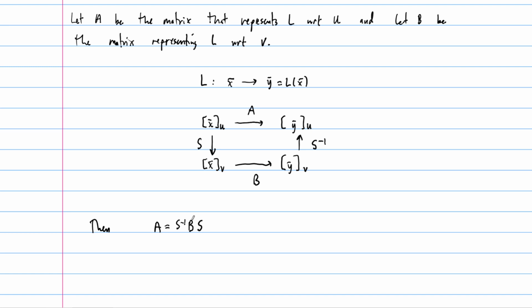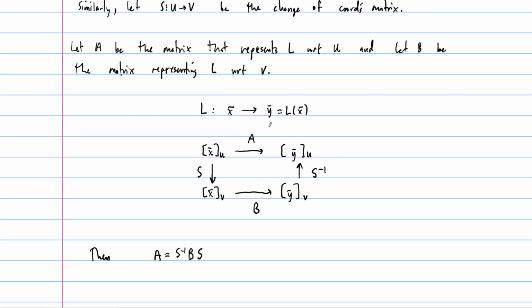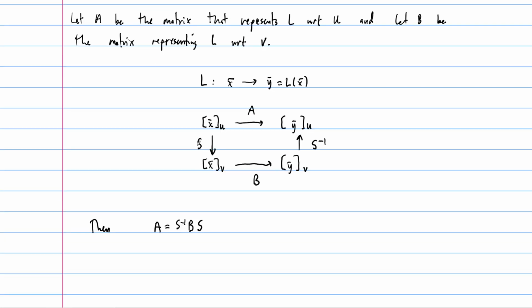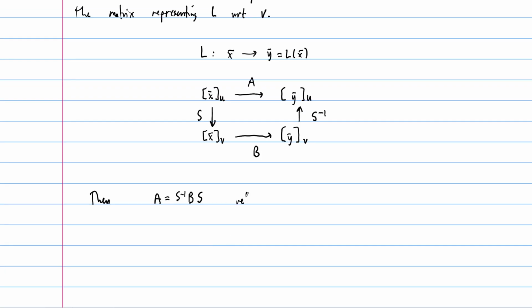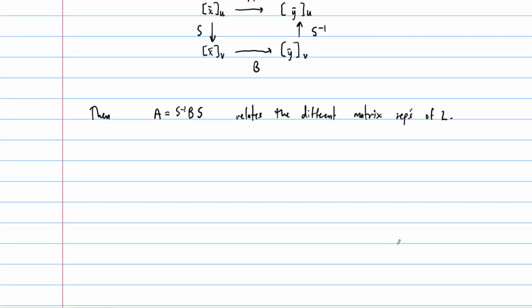So these two matrices represent the same linear transformation. S is the change of coordinates, and the two matrices A and B are related by this equation. This equation relates the two different matrix representations of L. We give this whole situation a name.